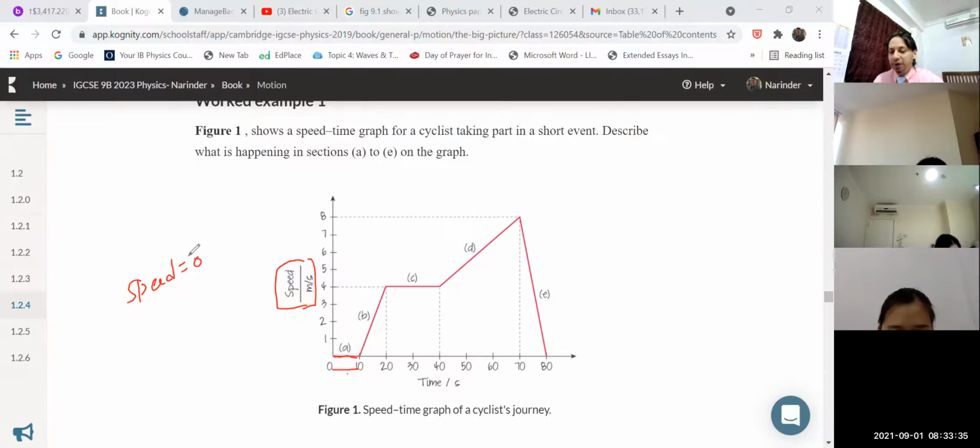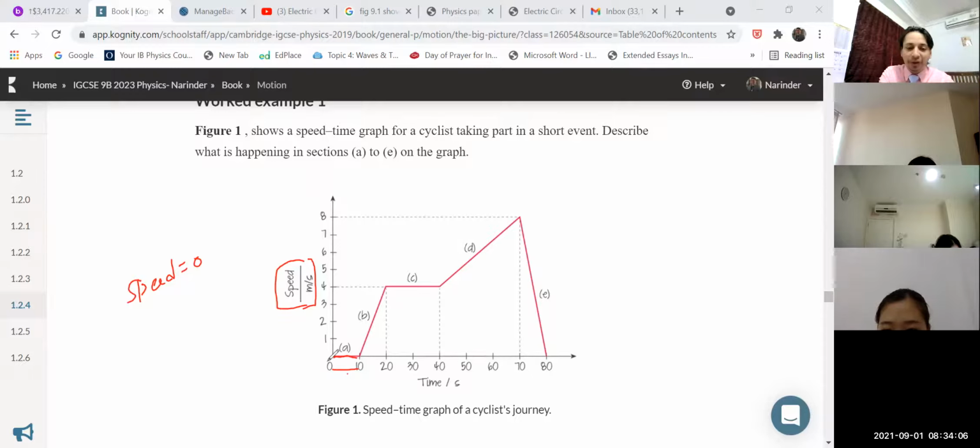Speed is 0. What do you mean by that? The object is stationary. Speed is 0, the object is not changing position. And here, from the time interval of 0 to 10 seconds, the object is not moving. The object's speed is 0. Here, I will take the object as at rest, meaning motion has not started for the time interval of 0 to 10 seconds because speed is 0.